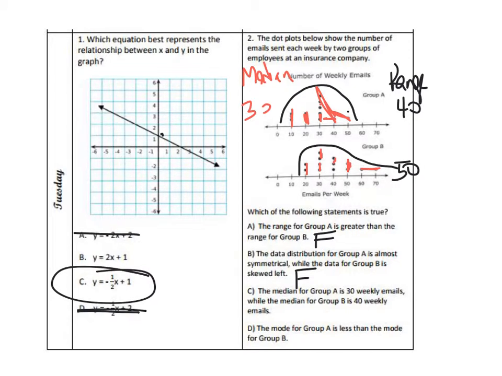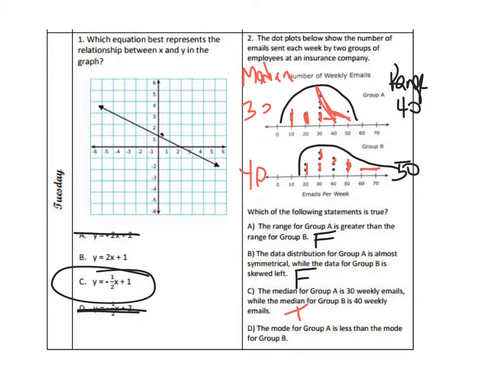So this would be what? 40, right? So then, is the median 30 for group A and 40 for group B? Yeah, that's true. So we still need to make sure that letter D is false, so we're 100% sure that C is true.